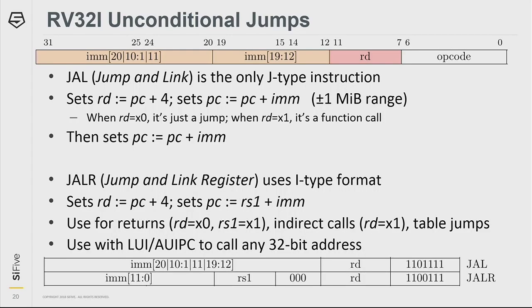So if you recall, AUIPC is used to generate a PC-relative address and add a 20-bit upper immediate to it. JALR has this 12-bit immediate, just like a load instruction does. And so between the two, you can jump arbitrarily far away in a 32-bit address space.